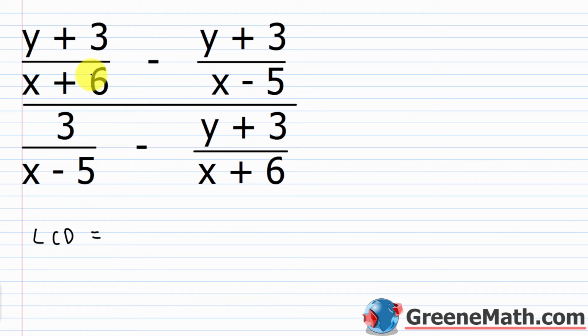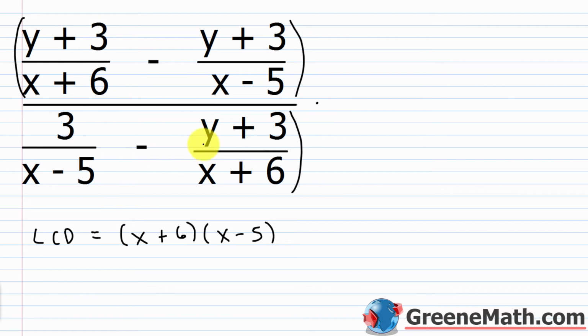So I have an x plus 6 here and here. So only one of those goes in when I build my LCD. Then I have an x minus 5 here and here. So again, only one of those goes in when I build my LCD. So what I'd want to do is multiply the numerator of the complex fraction, which is going to be this up here, and the denominator of the complex fraction, which is this down here, by this quantity x plus 6 times the quantity x minus 5.